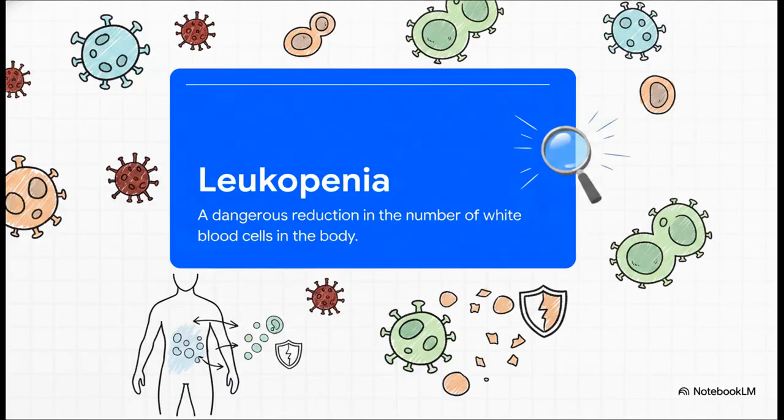Third is leukopenia. This is a condition commonly seen in severe viral infections, like hemorrhagic fevers, where your body's primary cellular defenders, your white blood cells, are significantly depleted. It leaves you highly vulnerable.